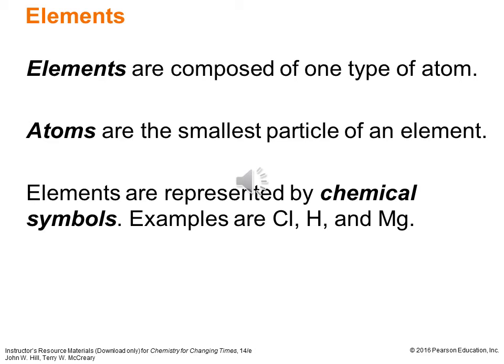So atoms are the smallest particle of an element, and elements are represented by their chemical symbols. For example, we have Cl for chlorine, H for hydrogen, Mg for magnesium. When we use those, we're not typically talking about just a single atom, but that's the smallest unit that would be able to distinguish magnesium from chlorine or from hydrogen, for instance. Once we split it into smaller portions, we just have what we call the subatomic particles, and those are not distinguishing for particular elements.